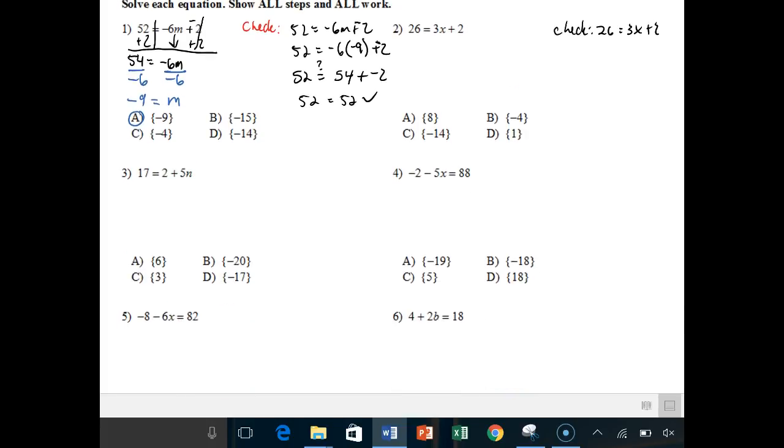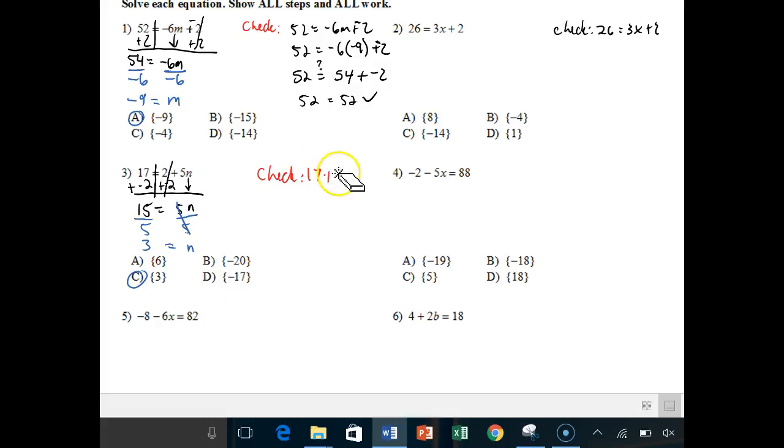Number 3, draw your Tetris. Look for the constant. Variables on the right. So this is the constant right here. Add negative 2. Yes, put down a plus sign, don't just put down minus 2. Cross those out. 17 plus negative 2 is 15 because it's the DSSM. Bring down your 5n. Divide, step 2, by 5. These cancel out. I get n is equal to 3. So let's go ahead and check.